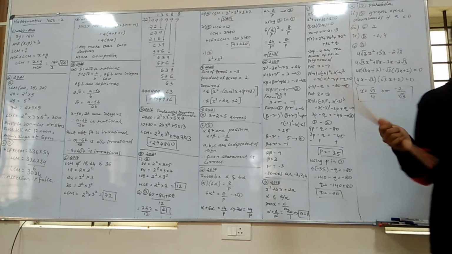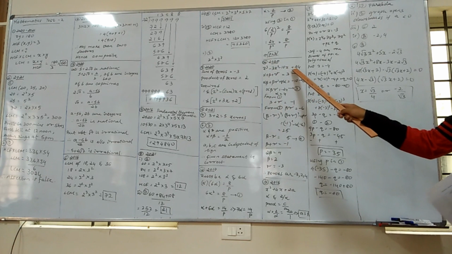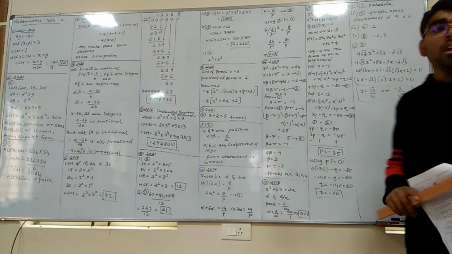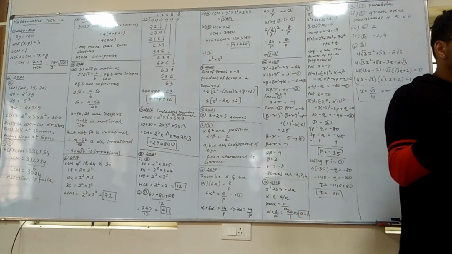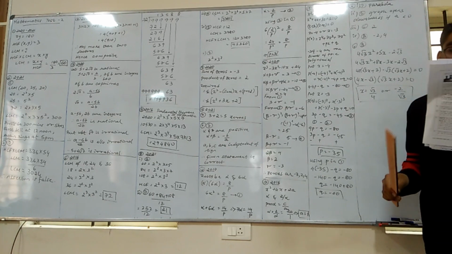I'll explain cubic to you. See here. This is a cubic polynomial, so there will be 3 roots or 3 zeros: alpha, beta and gamma. Sum of the roots. What have they given?